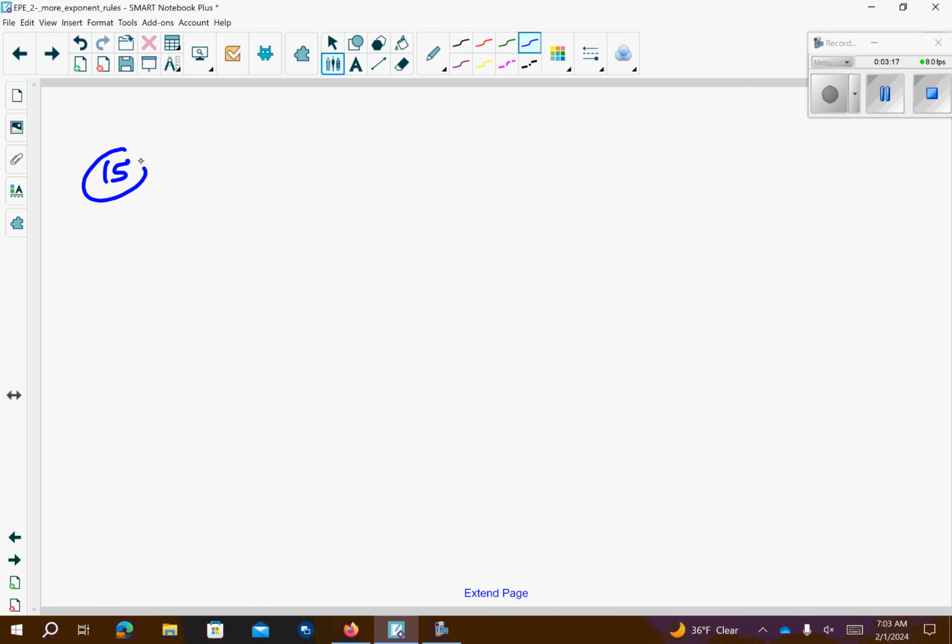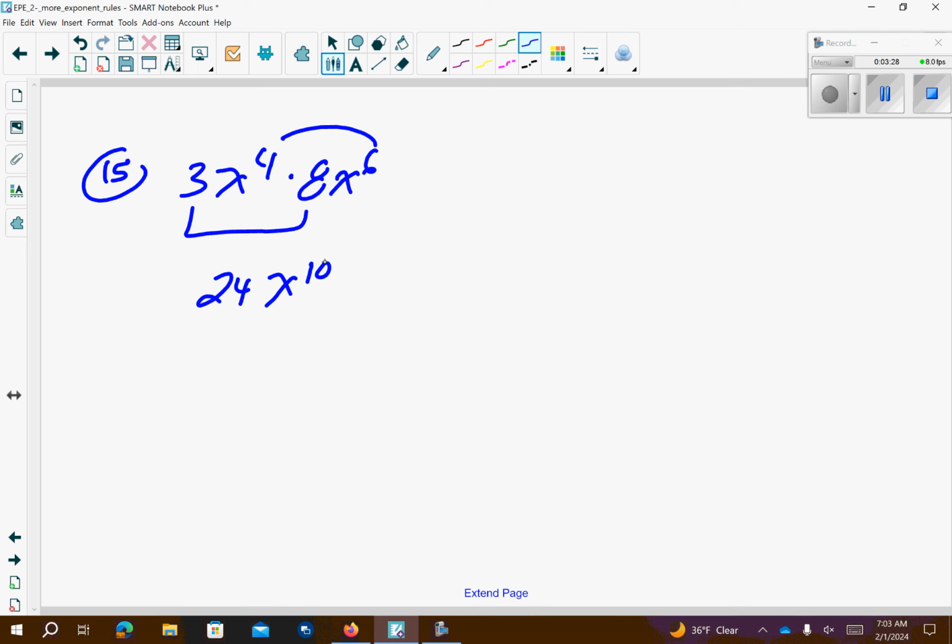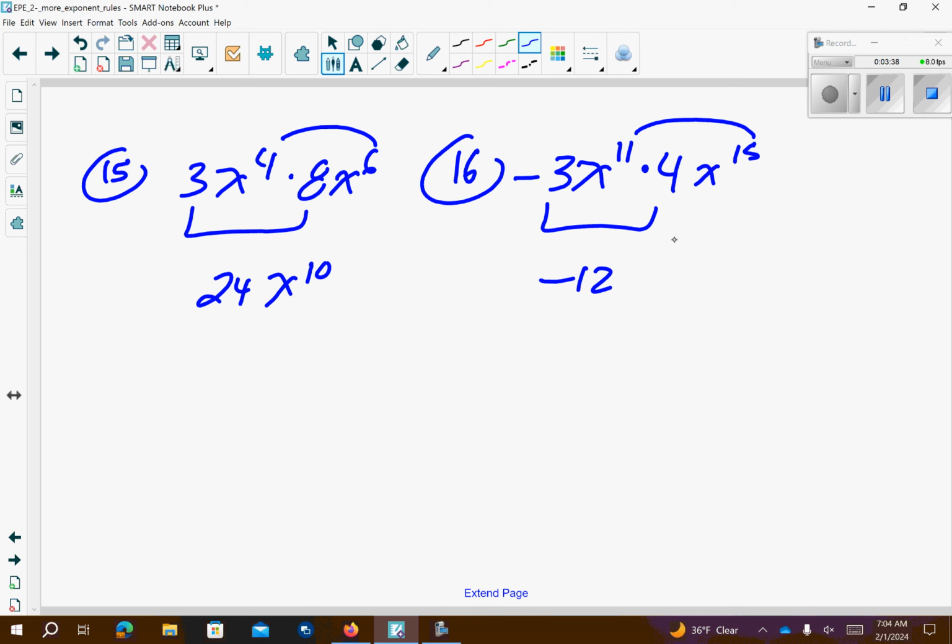Number 15, I get 3x to the 4th times 8x to the 6th. So 3 times 8 is 24. Add the exponents, so I get x to the 10th. Number 16, I get negative 3x to the 11th times 4x to the 15th. So negative 3 times 4 is negative 12. Add the exponents, so 11 plus 15 is 26.